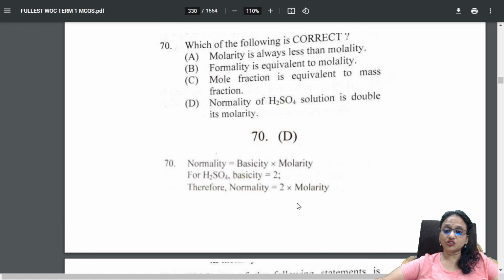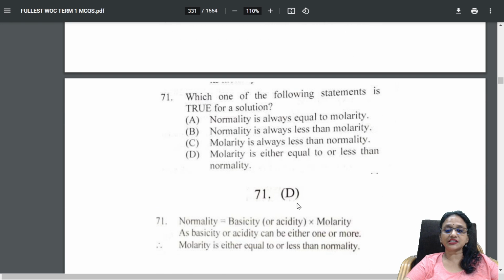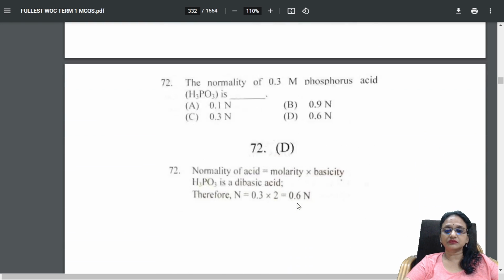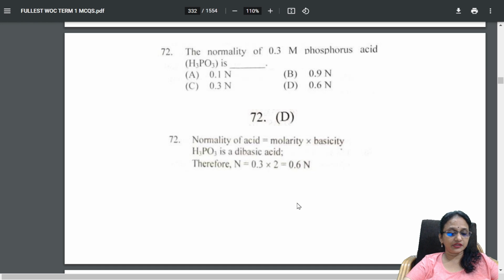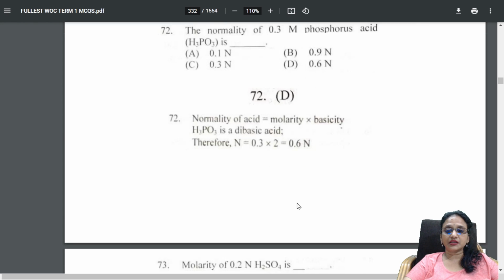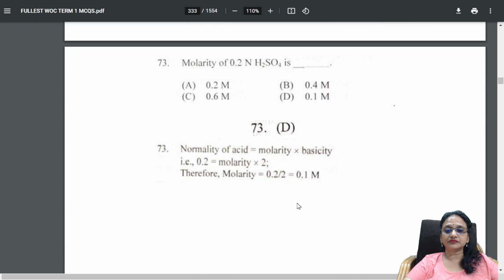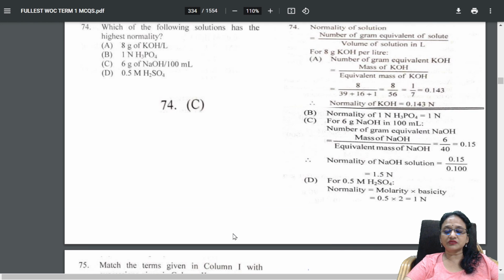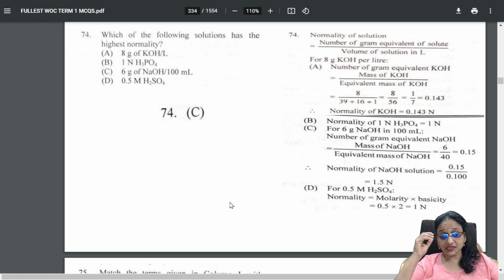The relationship between normality and molarity. For CBSE students, normality is not there, but for state board students, it is there. That's why you have taken this question. All right. Yes. Next question further. Different relationship between normality and molarity. Like that. There's one more question where we will talk about which one has the highest normality.